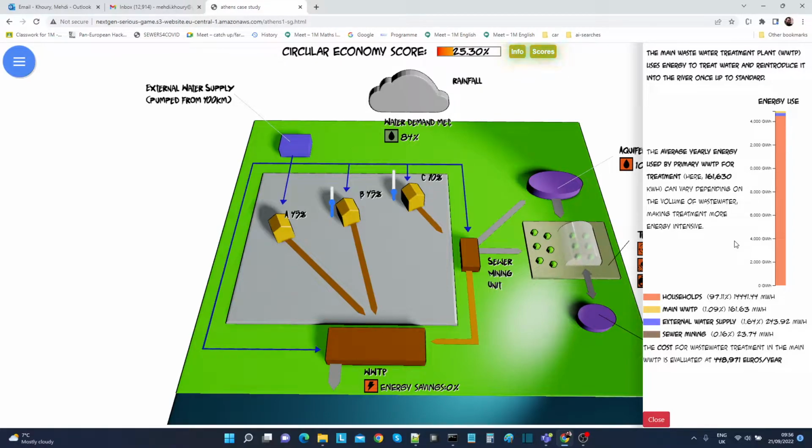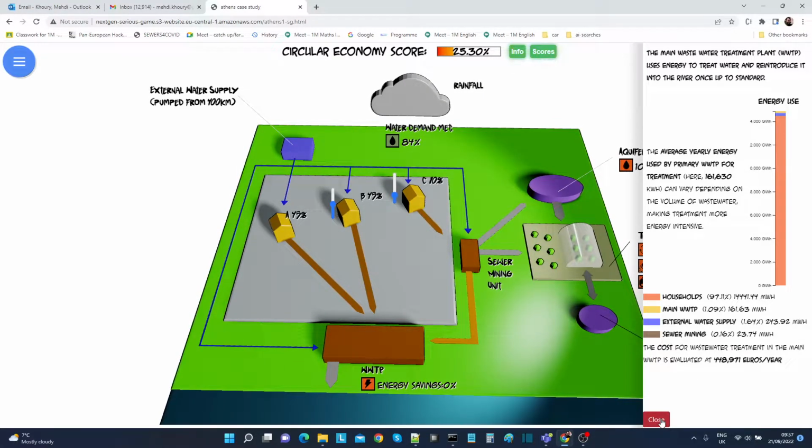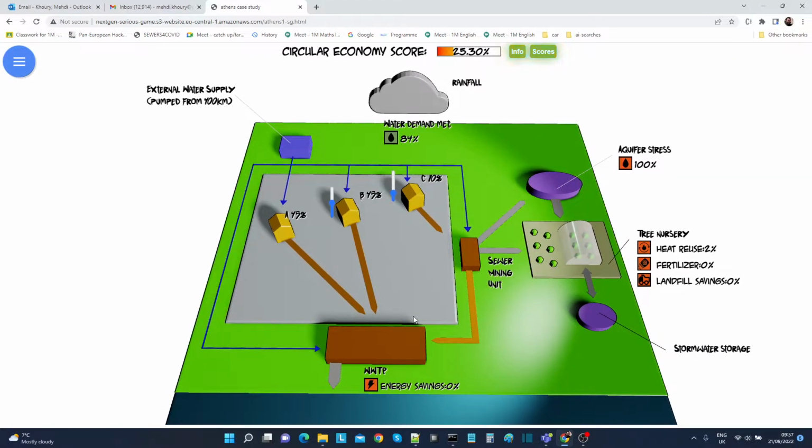There's another 1.6% which is used to pump the water from your external supply, 400 kilometers away, to Athens. And then you've got a small amount of energy used by the sewer mining. We only use 1 unit at the moment, and it represents 0.16%. We also estimated the cost of wastewater treatment per year, and that's it for the energy saving wastewater part.